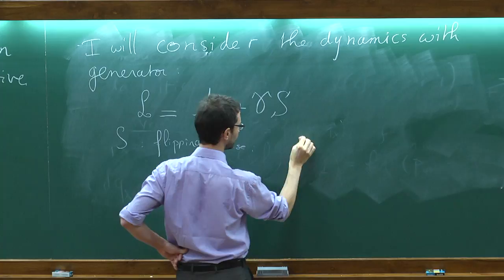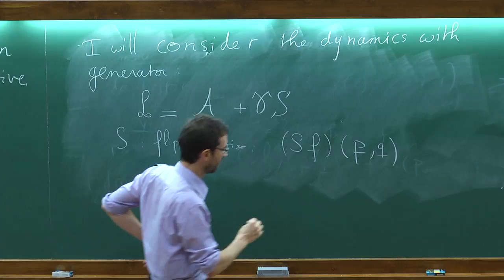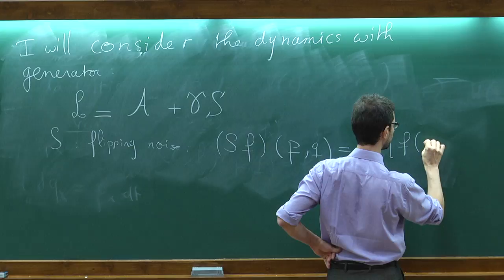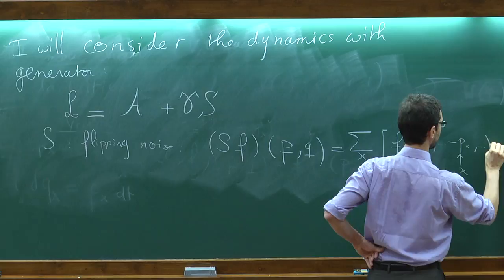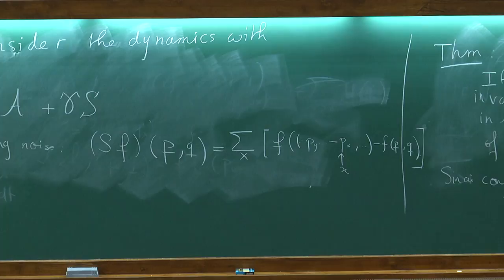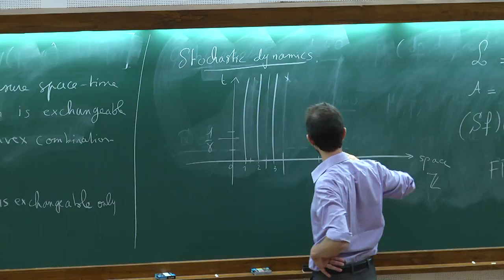Its action on a test function f is given as follows. You start with some configuration of positions and velocities. You select some site x randomly at some random exponential time, and you flip the velocity of the site x. So the configuration has p_y unchanged and minus p_x on the site x, minus the initial condition. So what is this dynamics? It is essentially the same construction as before: on each site you put a Poissonian clock with random exponential times.